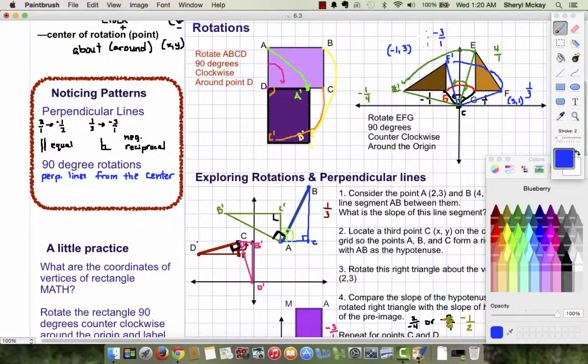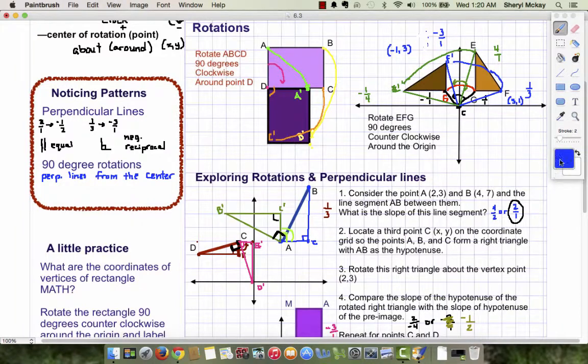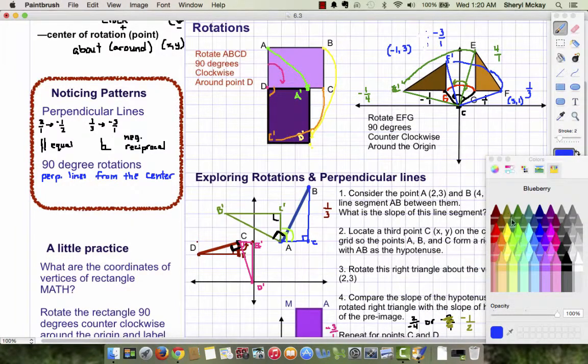Take a look at E and E prime. What is the coordinate point of E? Well, the coordinate point of E is 1, 1, 2, 3, 4. So 1, 4. And what is the coordinate point of E prime? It is negative 4, 1. See anything here? Notice anything?